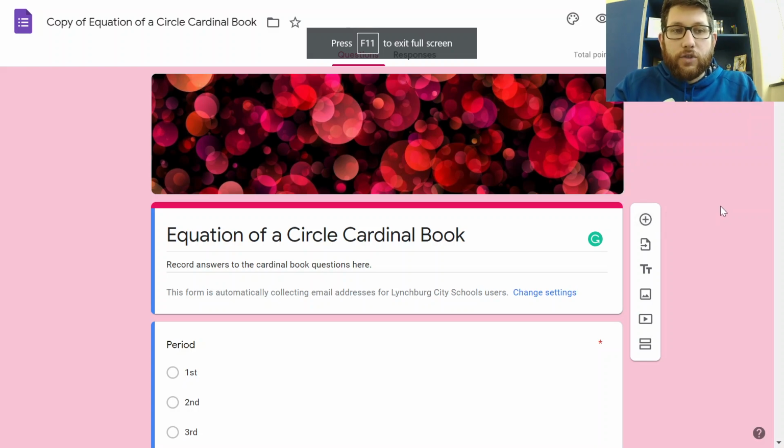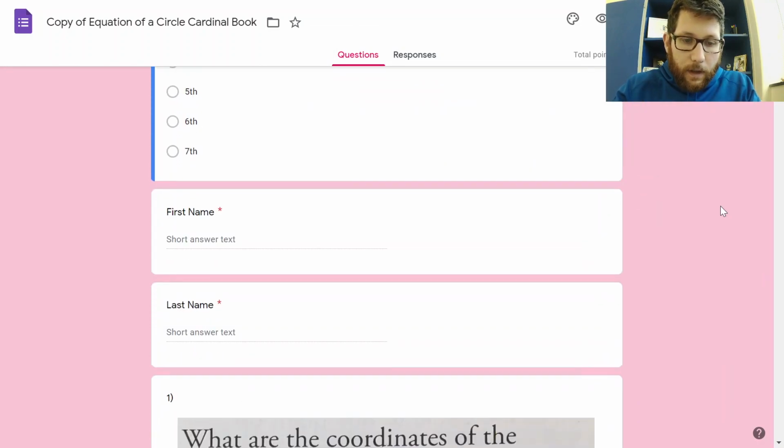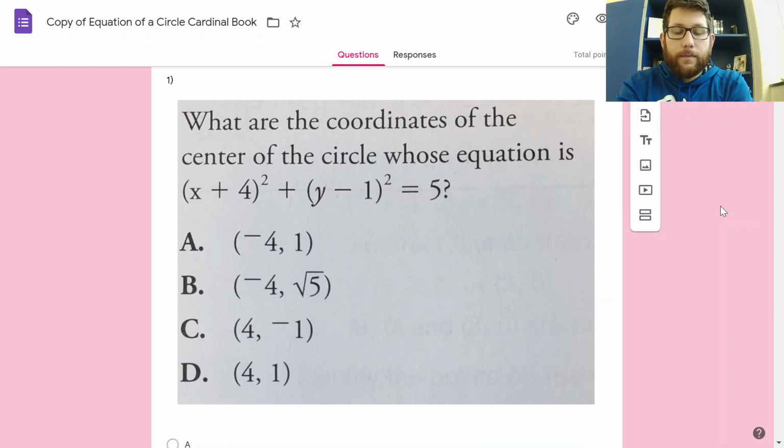All right, guys, we're going to just go over this equation of a circle cardinal book assignment and just kind of talk about it a little bit. Some of these problems, well, let's talk about this first one, okay? This is just kind of a range. We've talked about graphing, we've talked about writing the equation, but now we're just going to take it and try to use it in a variety of different settings.